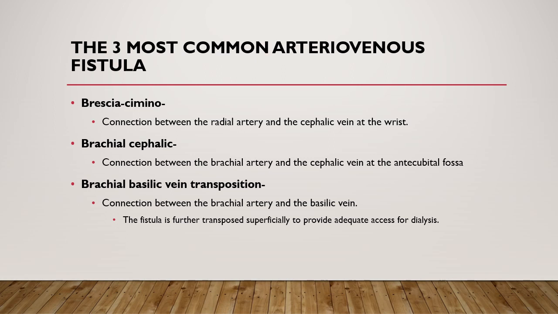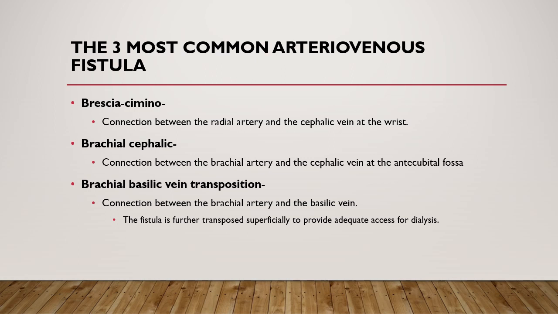Then you have your brachiocephalic, which is the connection between the brachial artery and the cephalic vein at the antecubital fossa. So usually the first choice would be a radiocephalic. If the veins in the forearm are small, then the doctor would move up to a brachiocephalic dialysis access. When the brachiocephalic is small, at that time the doctor would move into performing a brachiobasilic vein transposition.